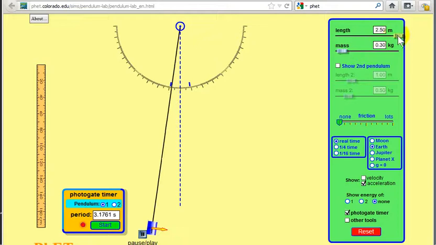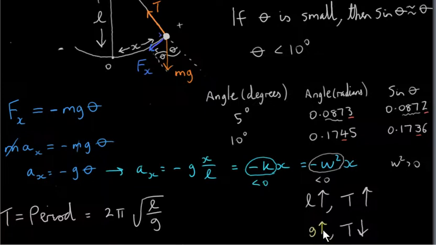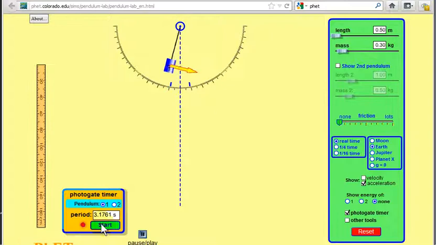Let's decrease the length. As we saw before, if we decrease the length, if L goes down, then T should go down. The period should go down. So let's look at the period of this motion. See, now it's only 1.42.